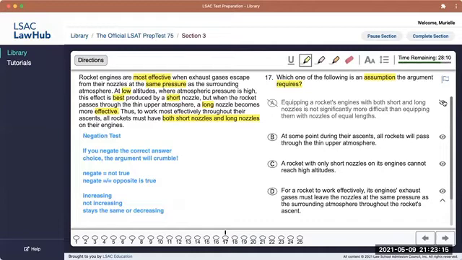That if it's irrelevant, it can't be something the argument actually requires, right? Whether that's true or not isn't going to impact the argument.